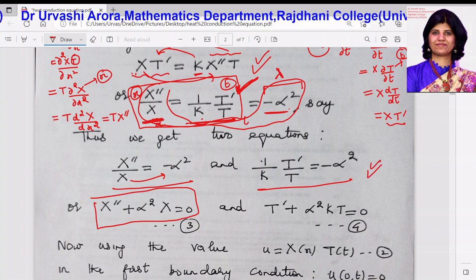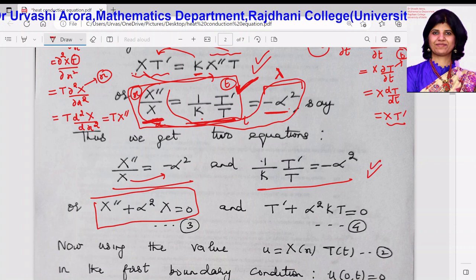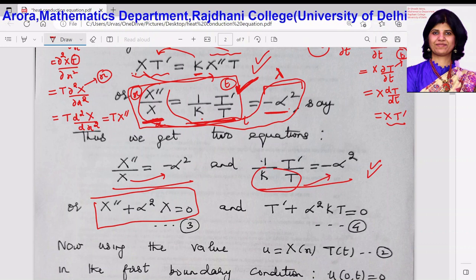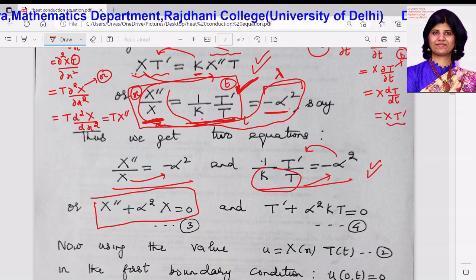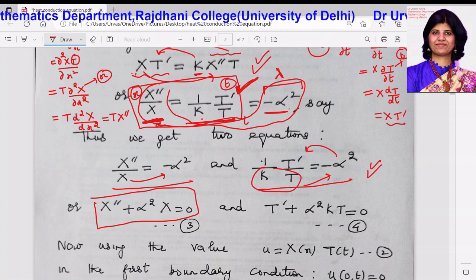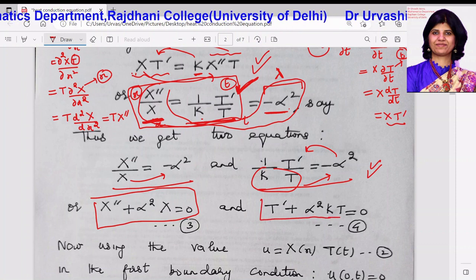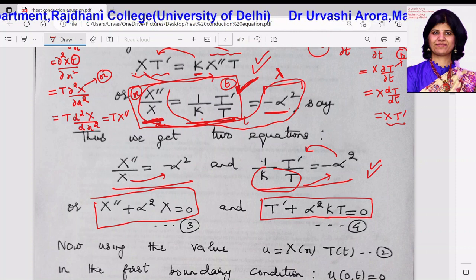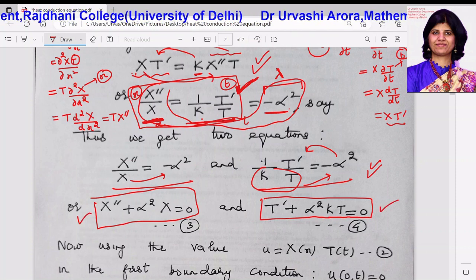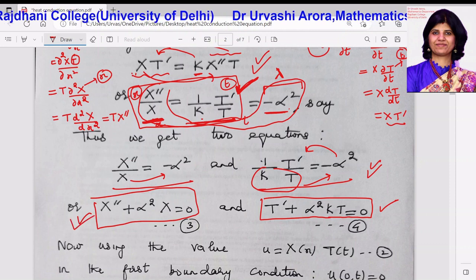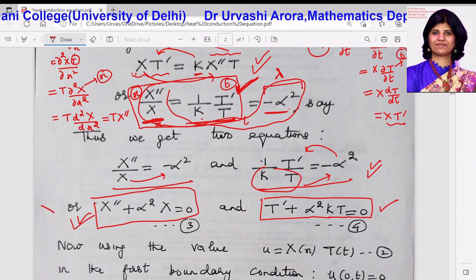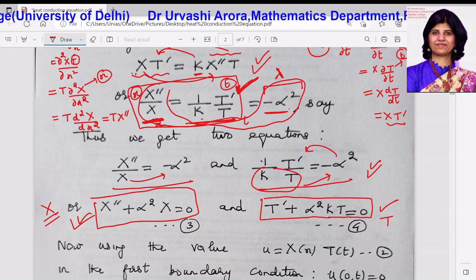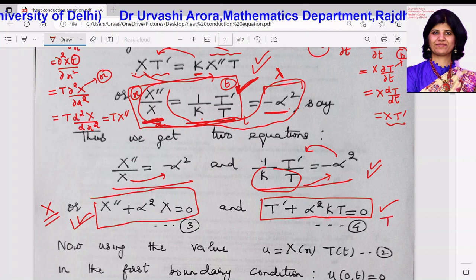Again, bringing all the terms of capital T on one side, you have this denominator you can bring on the other side, and then this gets multiplied. Finally you can bring all the terms on this side. So this is the final equation that we have, T dash plus alpha square kT is equal to 0, which we are marking as 4. So these are two ordinary differential equations that we have. This equation 3 is an ordinary differential equation of second order in x, and equation 4 is an ordinary differential equation of first order in t.